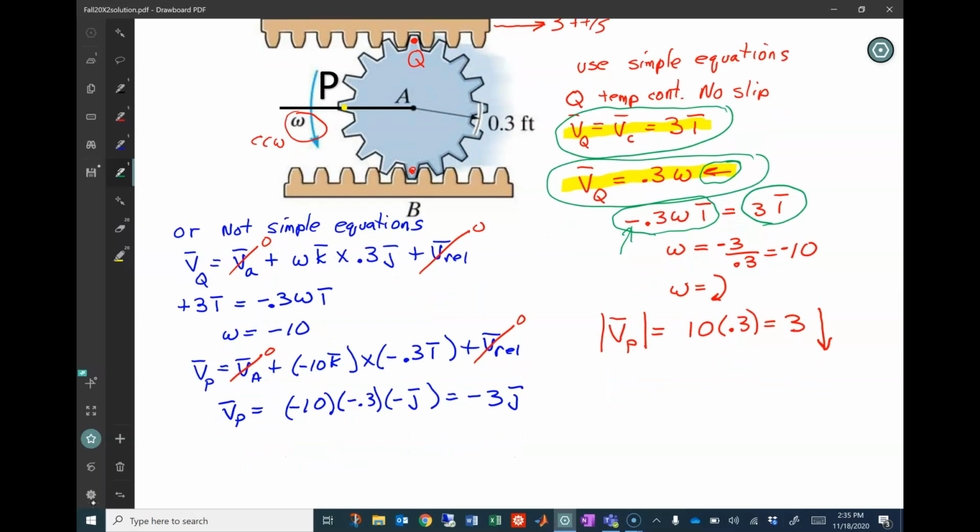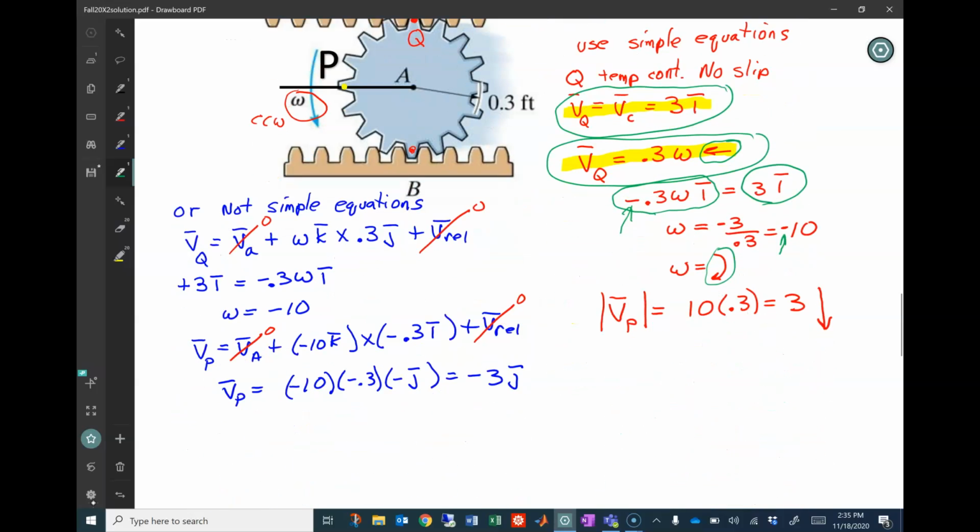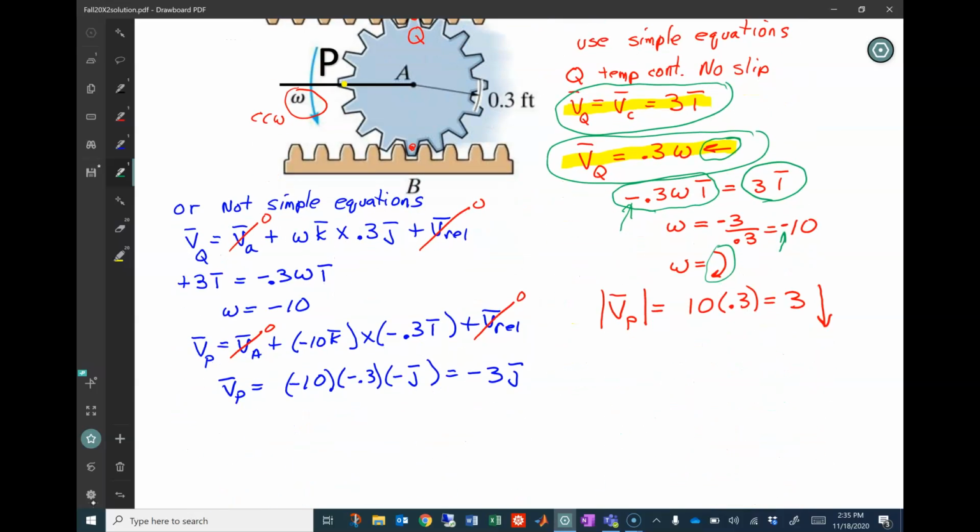Omega ends up being a negative, which tells me no, the blue guy is going to be rotating clockwise, not counterclockwise. Well, you probably knew that. Okay, and so omega is clockwise, just like I show here. And the magnitude is 10. Now, I think it's the speed, determine the speed. I want the speed of P. Well, I'm going to use the simplified formula again. It's omega times the distance. So it's 10 times 0.3, 3.